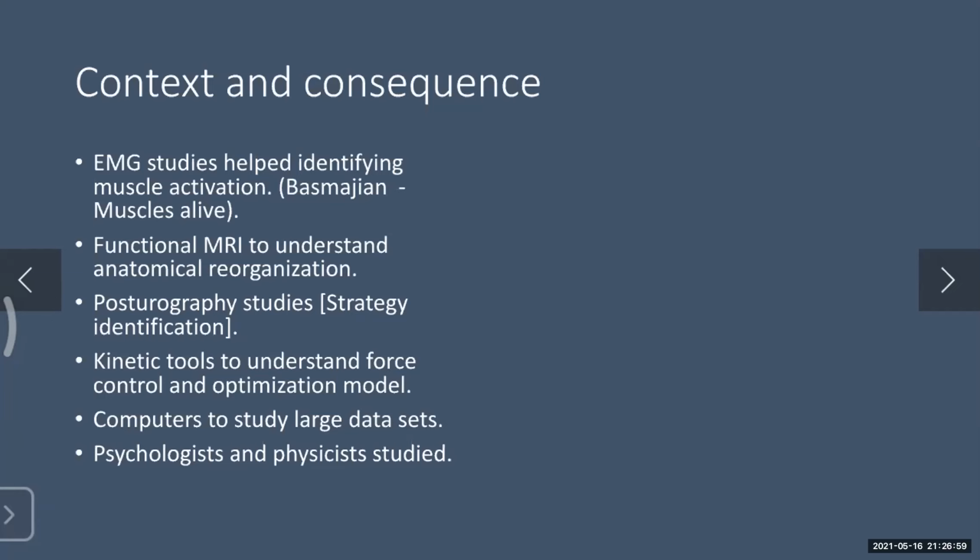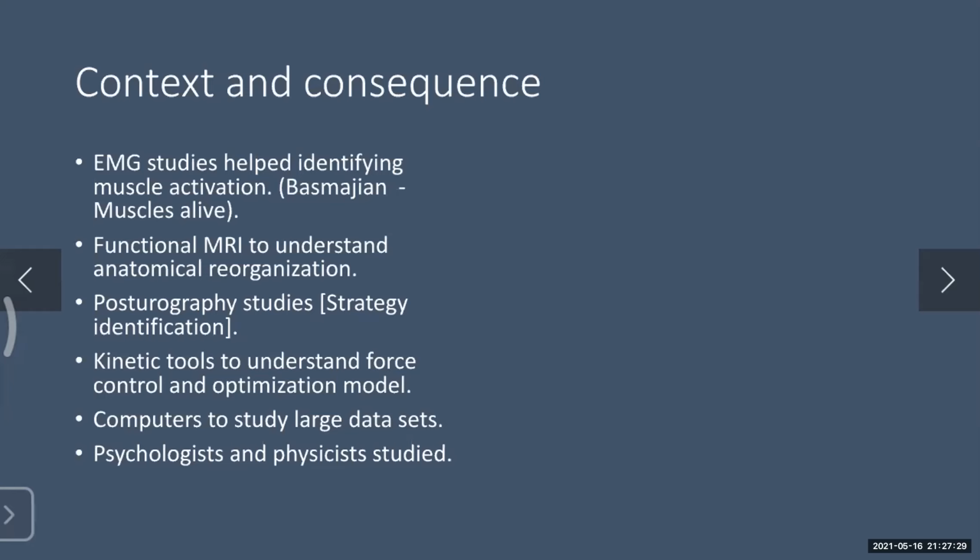And there were studies, posturography was there, which helped in identification of different strategies. So Horak, Nashner, and colleagues, right, the authors of the book by Shumway-Cook, right? What they did is they made people stand on a platform, and they gave perturbations to the platform. They identified what synergies were coming. So that kind of tools were there.